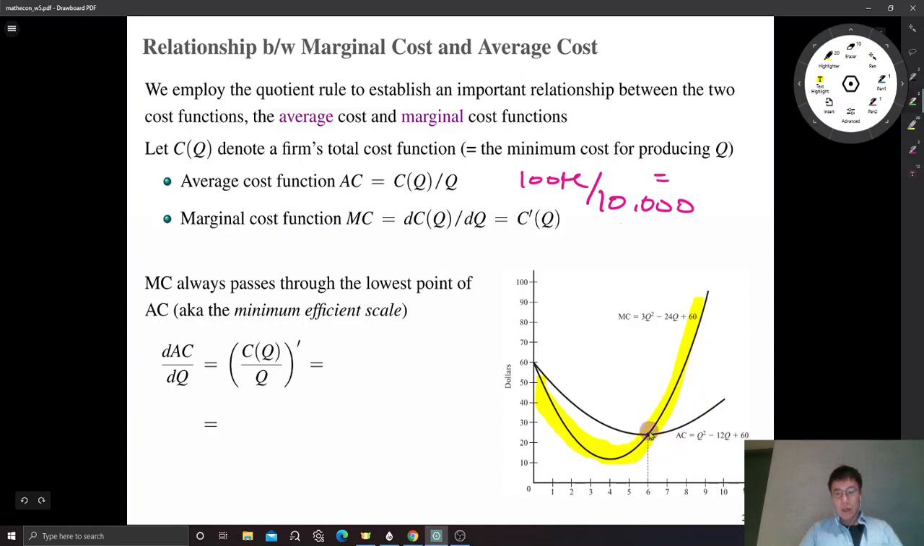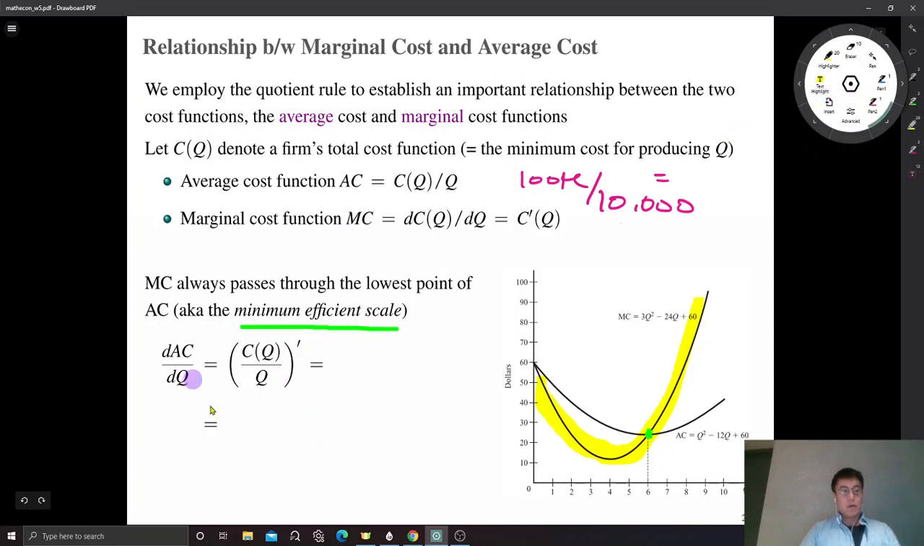So this point is usually called the minimum efficient scale, because in this example, by just producing 60 units, the firm can minimize average cost. So when the firm produces 60 units, the average cost will be minimum, so the production operation goes most efficiently. So we call that the minimum efficient scale. But it turns out that marginal cost always passes through the lowest point of the average cost function, and then we can demonstrate that using the quotient rule.